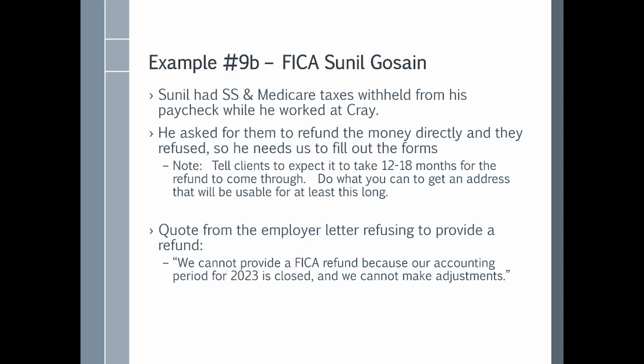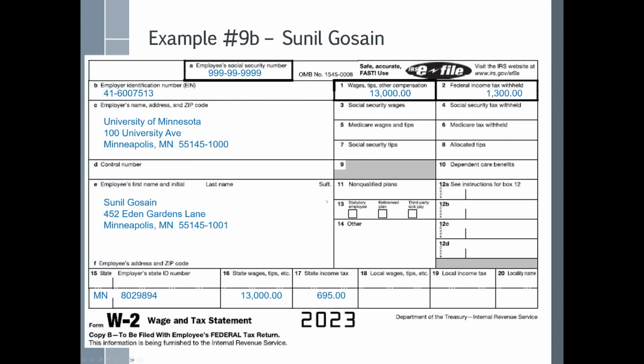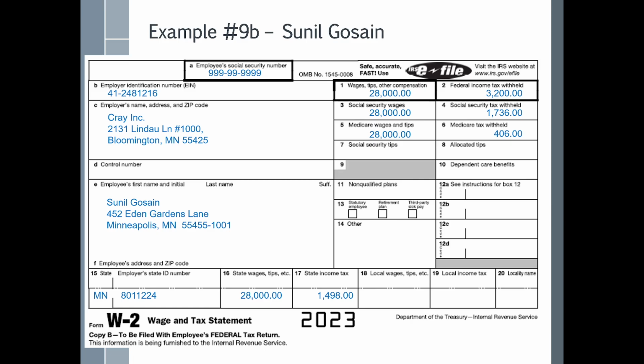All right, so his W-2. Here's his one from the U of M. Obviously, they did a good job. We're not going to have to worry about that. And here is the updated one for working at Cray. And you can see, it's a lot of money, right? The Social Security and Medicare taxes add up to be quite a bit of money. Here he's got a little over $2,100 withheld.